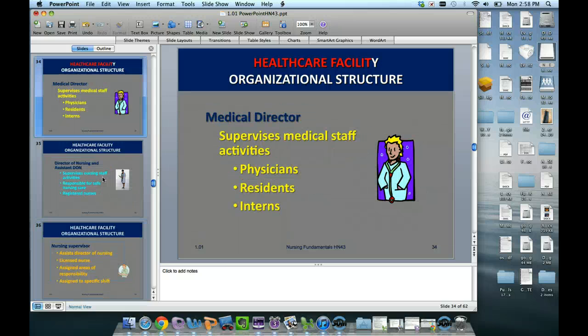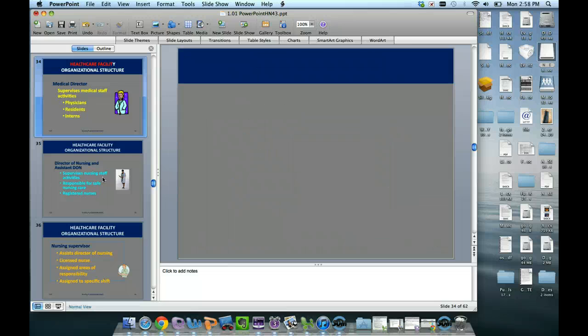So you also have a medical director, and their job is to supervise the medical staff activity. Notice I said medical, not nursing. Their job is to mind the physicians, the physician residents, and the physician interns.